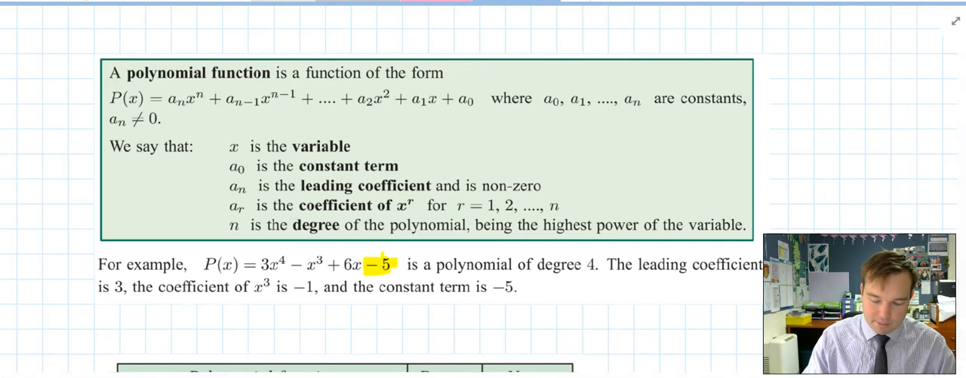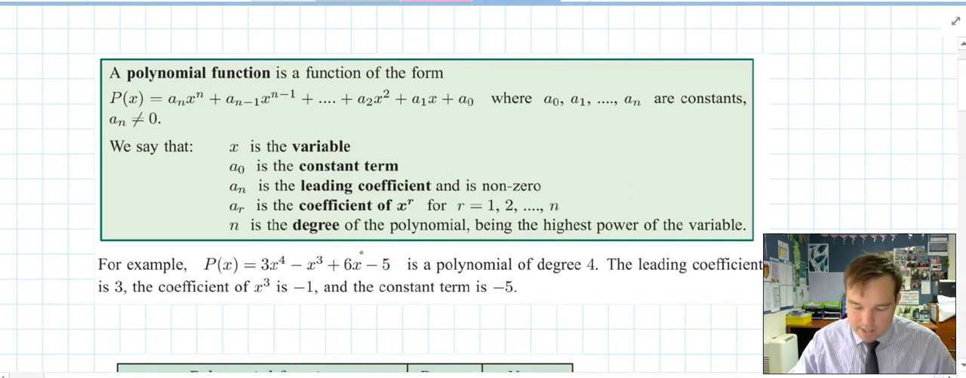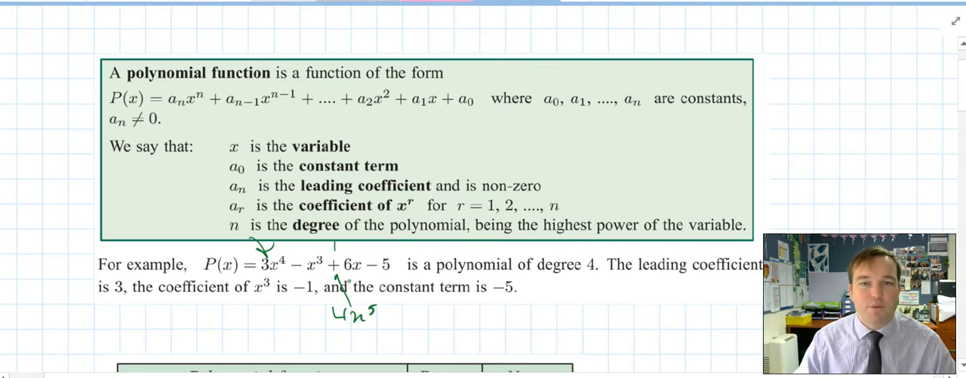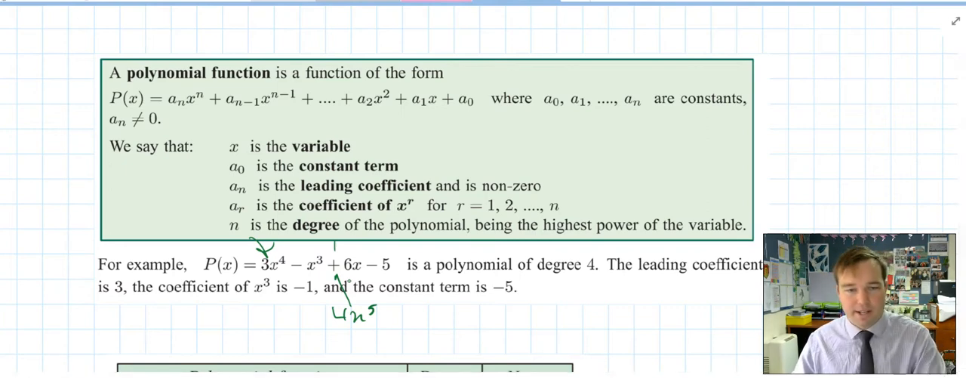Now, it's entirely possible they could have put a minus 5 in there, and it would still be the constant term. The leading coefficient is the coefficient of the x term with the highest power. Traditionally, it goes at the front, hence leading. So 3 here is our leading coefficient, but note if they'd written a 4x to the 5 in there, then the leading coefficient would be the 4, because it's the coefficient of the term with the highest power.